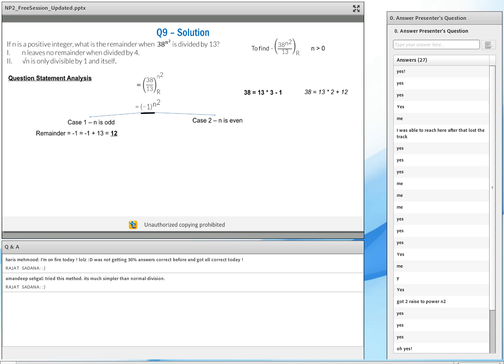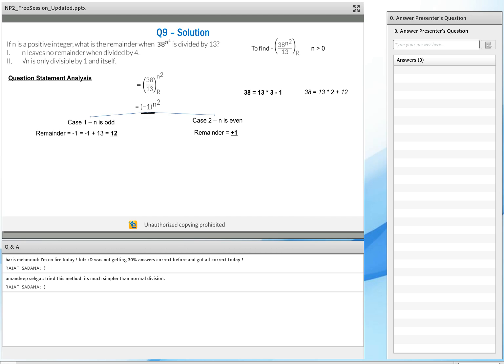So if n is odd, the remainder is going to be 12. And if n square is odd, the remainder is going to be 12. If n square is even, the remainder is going to be plus 1. How many of you were able to get to this point?